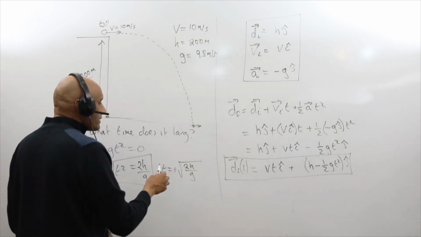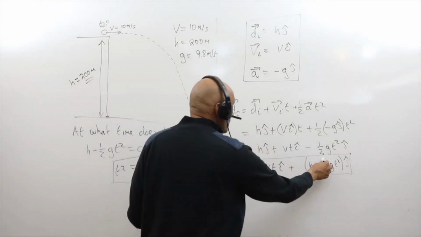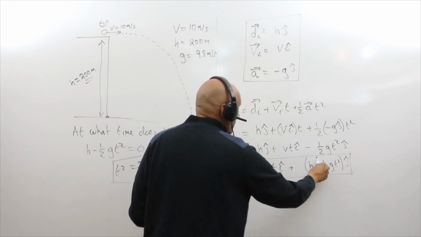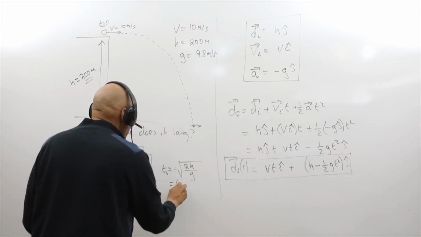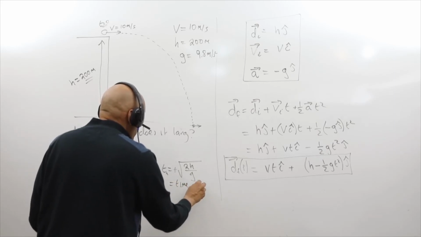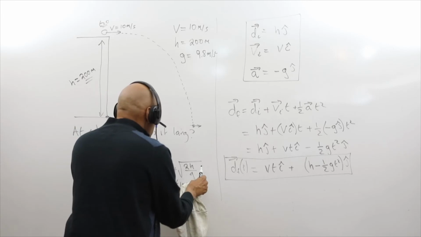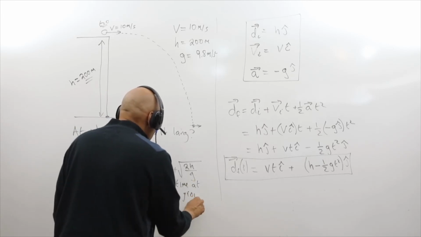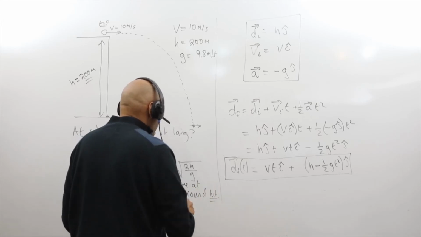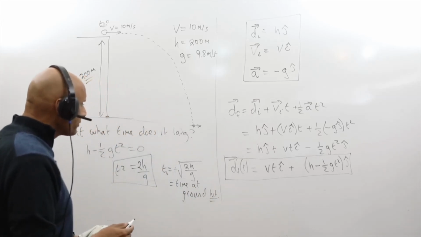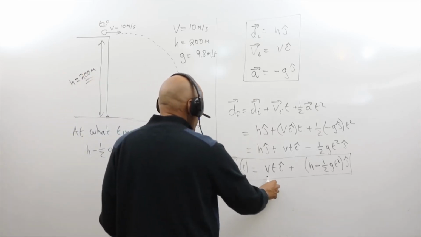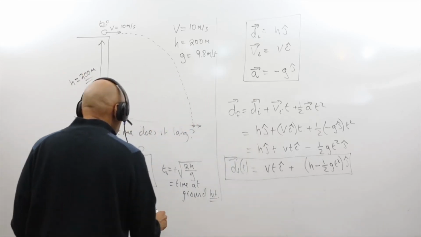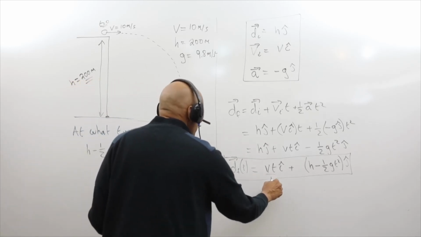But now I know exactly what happens. When it hits the ground, this value becomes 0. But what is that time? So let's put t_h to be the time at ground hit. So what is the horizontal position at that time? Well, it's vt. So I know that this is the x position at any time t.